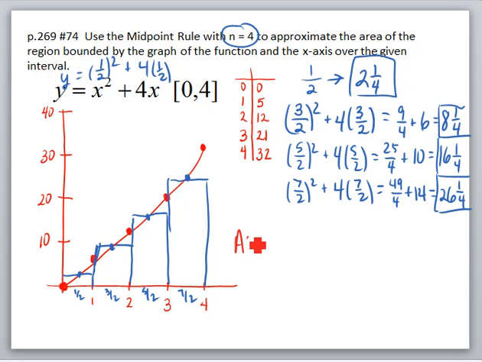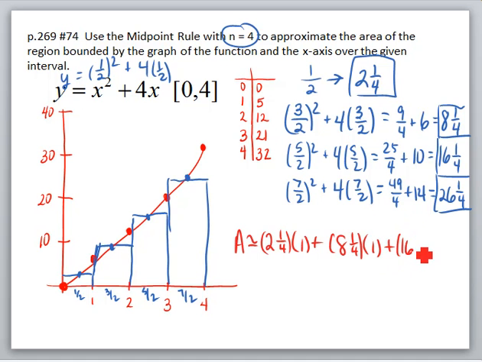So the area is approximately the height of the first one, 2 and 1/4 times 1, plus the height of the second one, 8 and 1/4 times 1, plus the height of the third one, 16 and 1/4 times 1, plus the height of the fourth one, 26 and 1/4 times 1. So this gives me an answer of 53 when you add those all together.